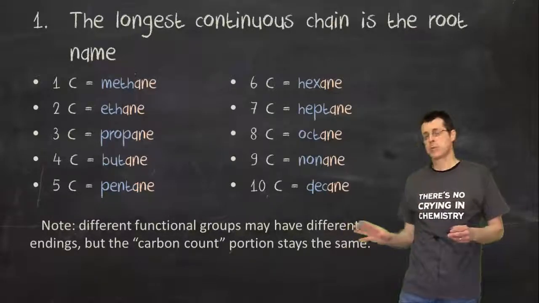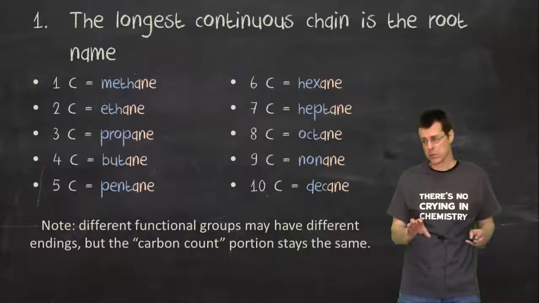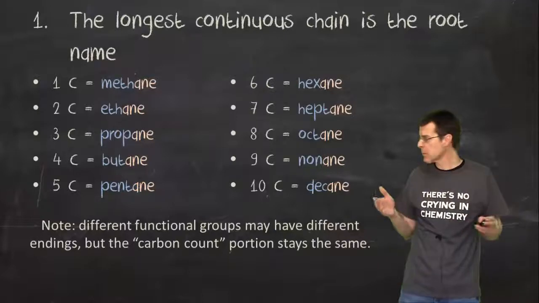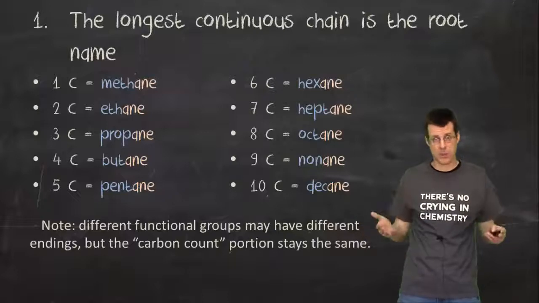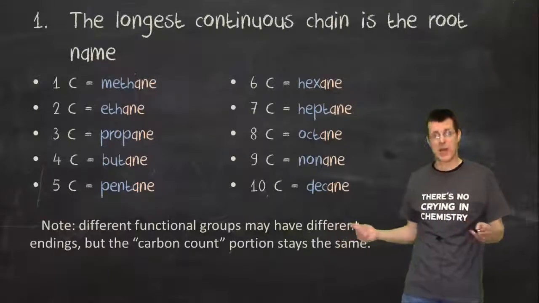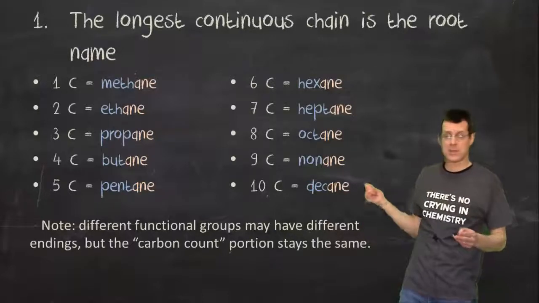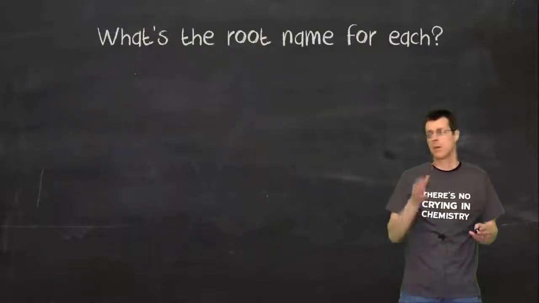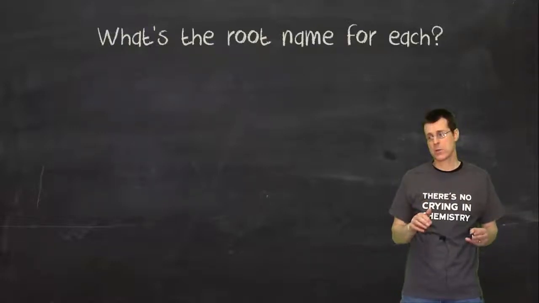Once we move on to other functional groups, we still will be counting longest continuous carbon chain. So the carbon count part of the name will stay the same. So if it's a 5-carbon aldehyde, we'll still see pent. If it's a 6-carbon alcohol, we'll still see hex. Too easy. Okay, so I'm going to give you a few. I want you to pause it. I want you to identify the root name, and then we'll come back to it.